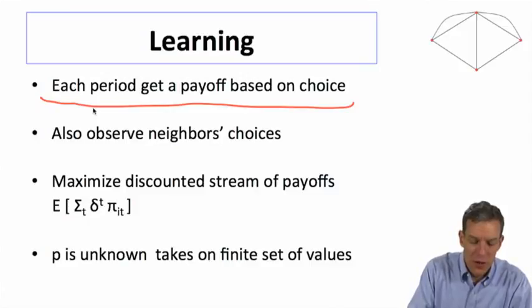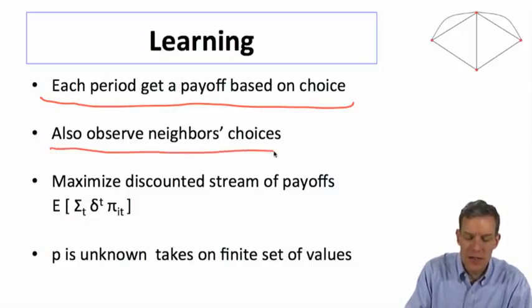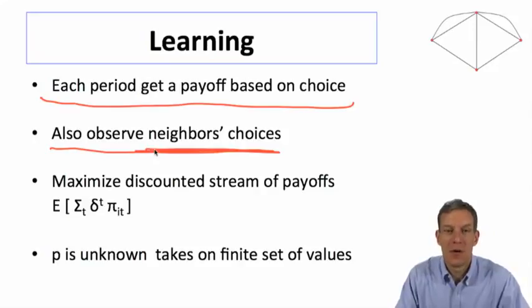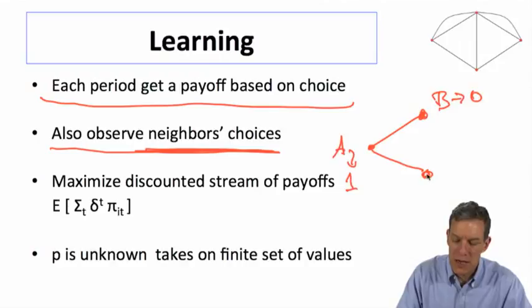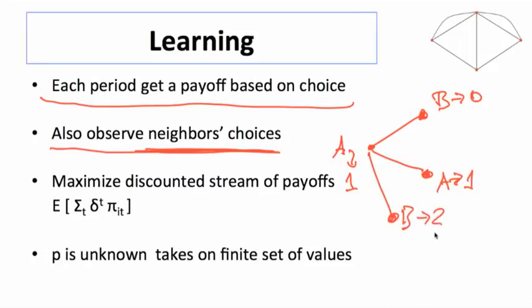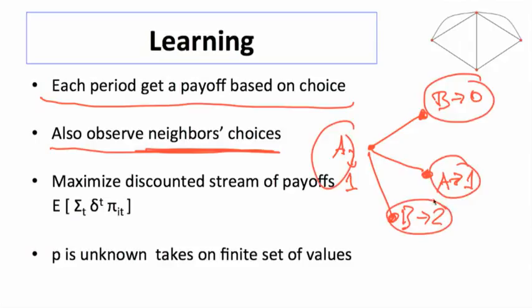And what does the network do? The network is such that I also get to see my neighbors' choices and their outcomes. So if I'm a given individual and I have 2 friends, I chose A, I got a payoff of 1. This individual chose B, they got a payoff of 0. This person chose A, they got a payoff of 1. This person over here chose B and got a payoff of 2. So I get to see that this person chose B and got a payoff of 0, and this person chose B and got a payoff of 2.